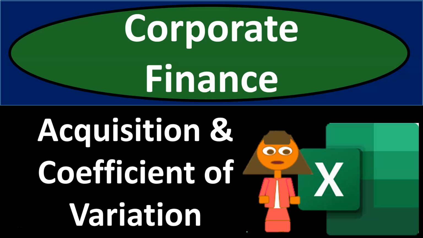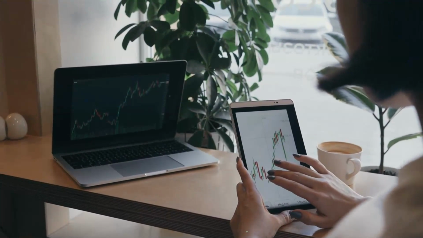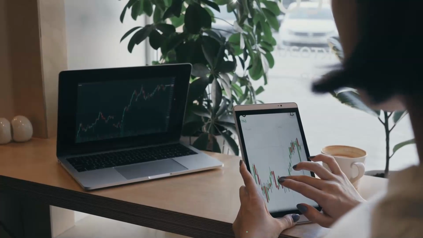Corporate finance practice problem using Excel. Acquisition and coefficient of variation. Get ready, it's time to take our chance with corporate finance.